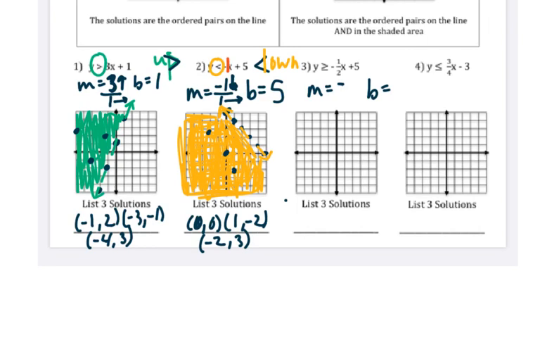So number 3, my slope is -1/2. My b is the number +5. So I begin at the number +5. 1, 2, 3, 4, 5. My slope is negative, so again, I'm going to drop down 1 because it's negative, and then to the right 2. Down 1/2. Down 1/2. Down 1/2. So now in this one, there is a line below my symbol.